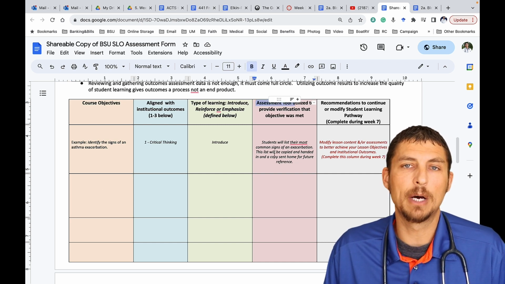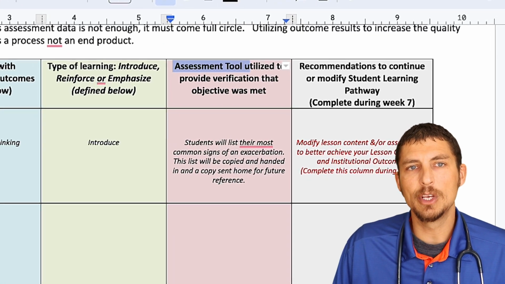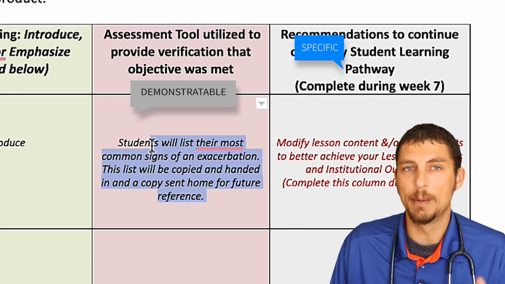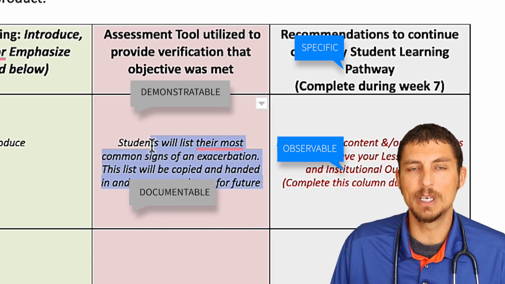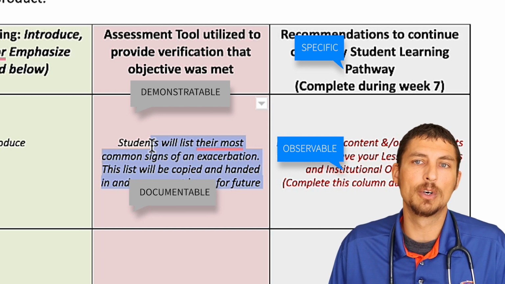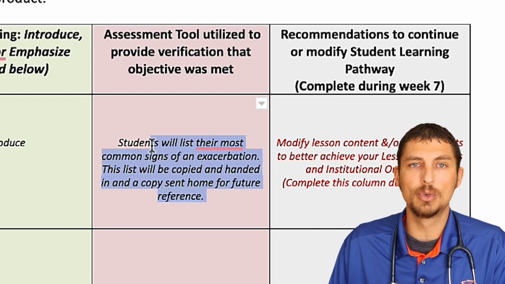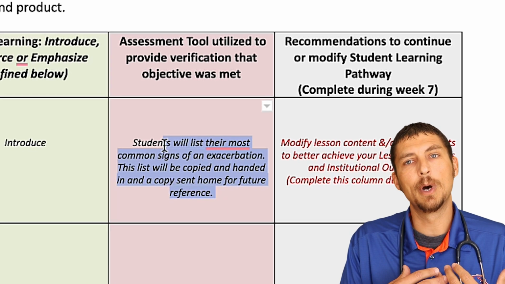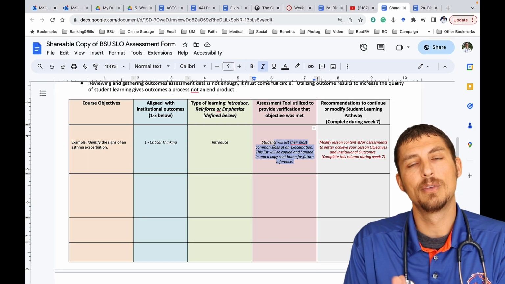Now, I'll make one more note about the assessment column here before we end this lesson. And that is that you want to make sure that in this column, you're providing a specific demonstrable, observable, and documentable activity for your student in order to demonstrate that they have achieved that objective. It also needs to allow you to, of course, document it and record it for your own grading purposes, but in many cases also to be able to give back to the student to further enhance their knowledge.